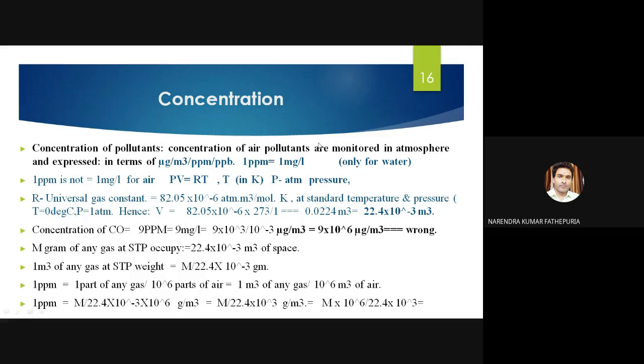The concentration of air pollutants is monitored in the atmosphere and expressed in terms of microgram per cubic meter, or sometimes ppm or ppv. Microgram per cubic meter is the most common unit when you go for particulate matter concentration, SOx concentration, NOx concentration; everything you measure in microgram per cubic meter. Generally, 1 ppm is equal to 1 mg per liter, only for water. But 1 ppm is not equal to 1 mg per liter in terms of air or gases.